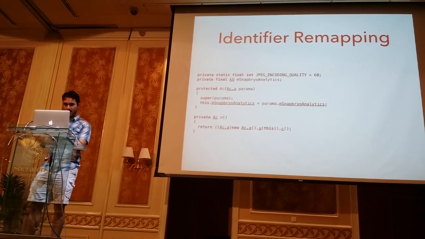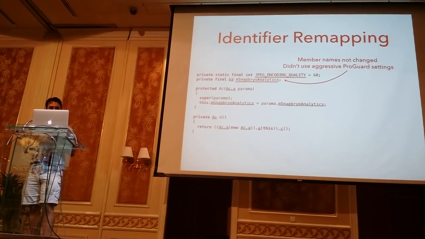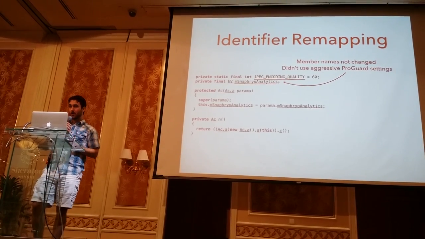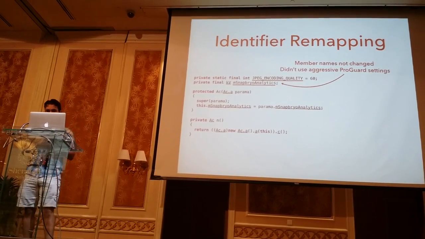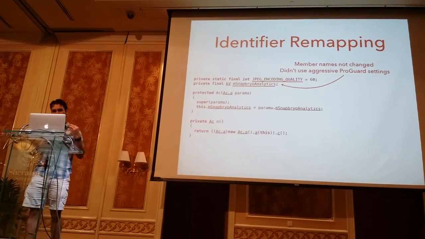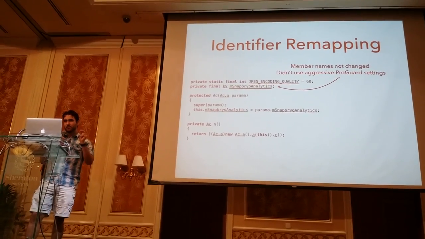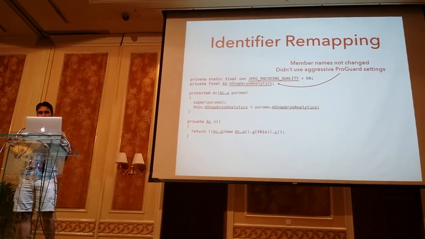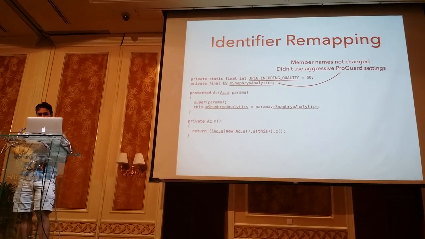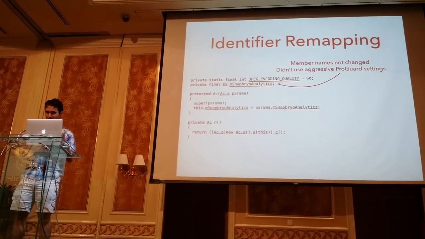The first thing is that you see some member variables for the classes, like JPEG encoding quality and Snapchat analytics. These two member names are still there, so this shows that they didn't use aggressive ProGuard settings. They might have used a default setting. I think these sort of details are useful to a reverse engineer because you get some idea of how dedicated they are to obfuscating stuff, but it's not always super important to know these intricacies.